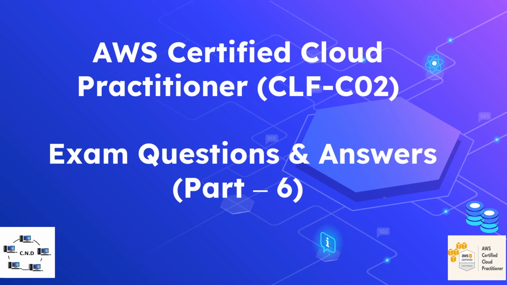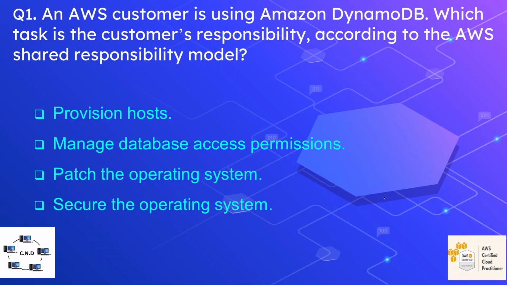So let's get started with the questions and answers. Question number one is that an AWS customer is using Amazon DynamoDB. Which task is the customer's responsibility according to the AWS shared responsibility model? The options are: option A is provision hosts, option B is manage database access permissions, option C is patch the operating system, and option D is secure the operating system. And the correct option is that the management of database access permissions is the responsibility of the customers, while the rest are the cloud provider's responsibilities.